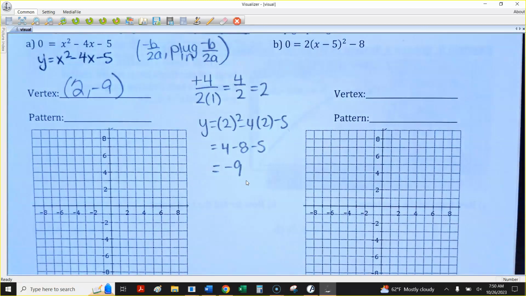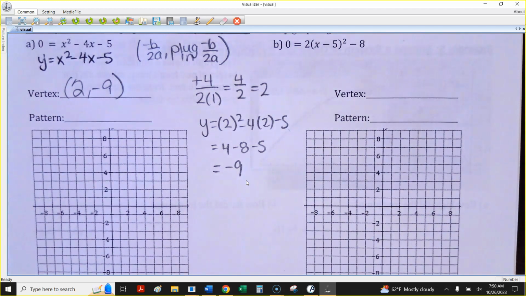All right, now, if you got the vertex, the only other thing you need is the a value, and then you can write down what the pattern would be to graph the points. Now, what is my a value here? So what's my pattern?